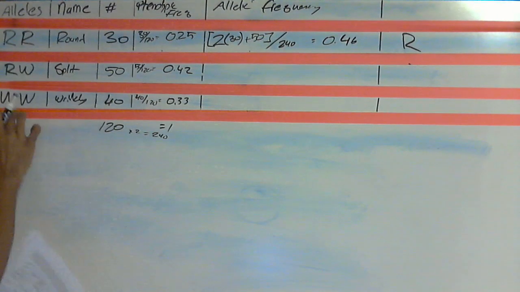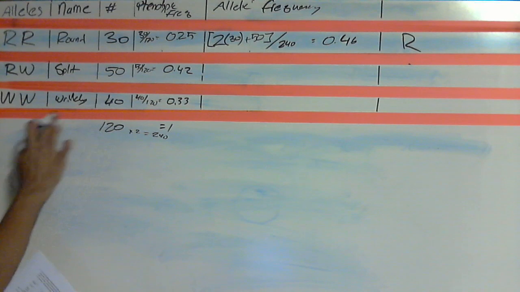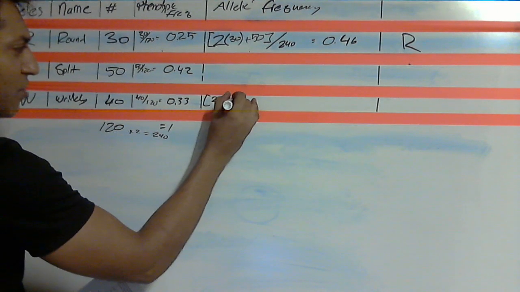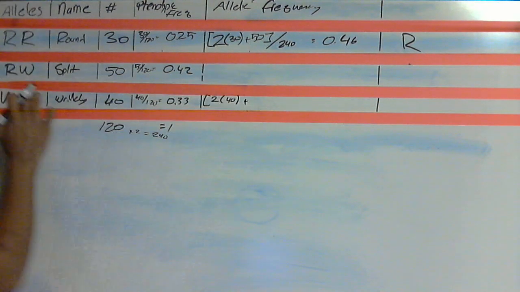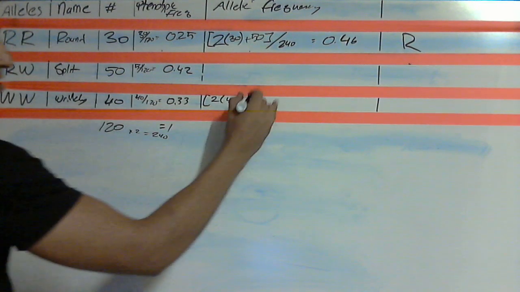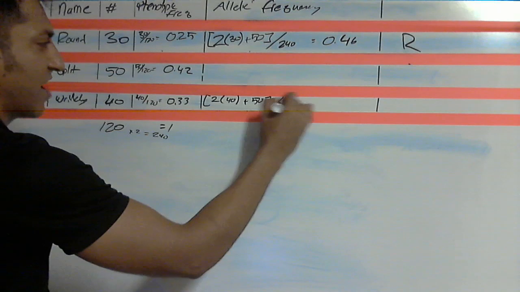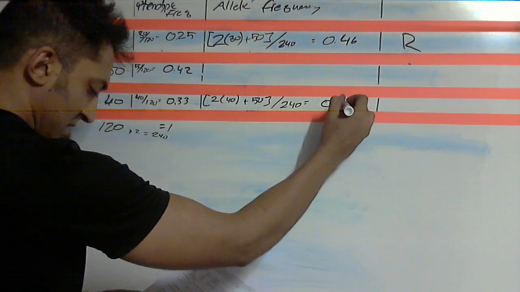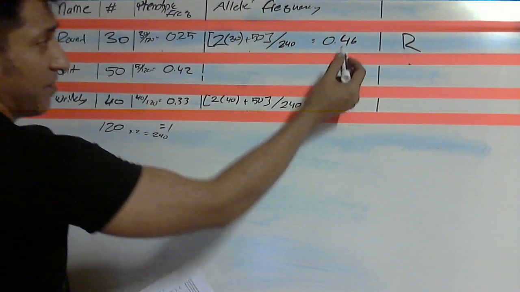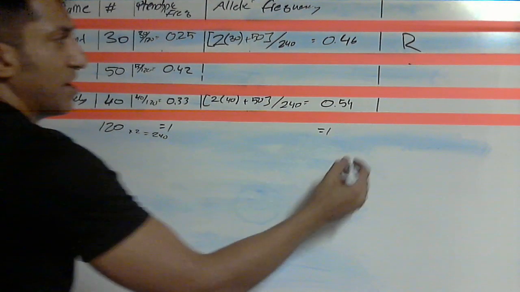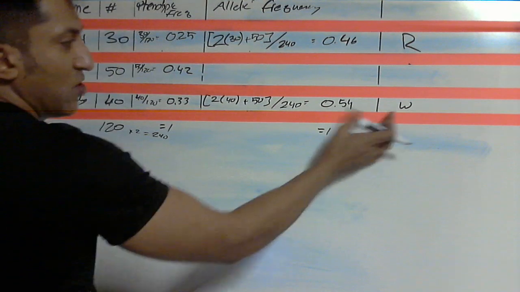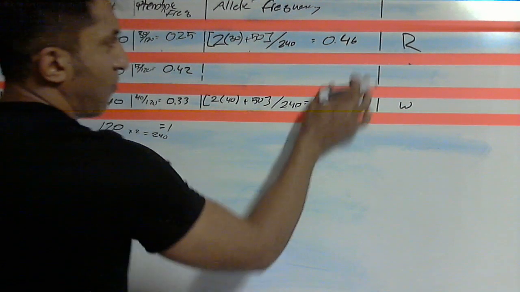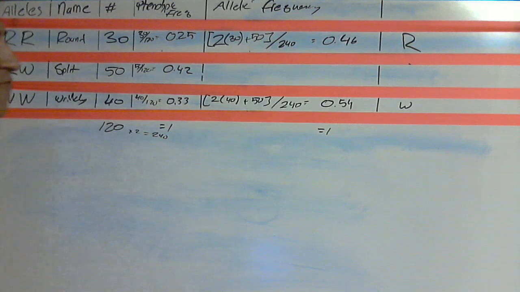And let's do the same thing for our W's here. We see there's 40 wrinkly with 2 W's each. Let's do that again. 2 times 40 plus, again, another 50 W's here, divided by our total number of alleles, 240. That should give us 0.54. This plus this should equal 1. So my W allele frequency is going to be 0.54. My R allele frequency is going to be 0.46.